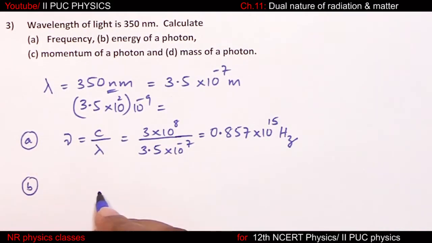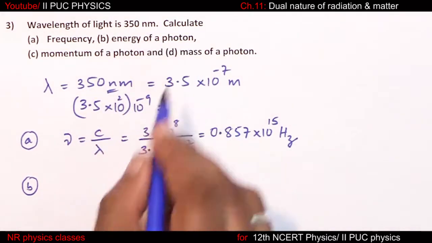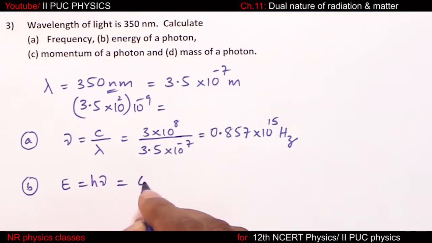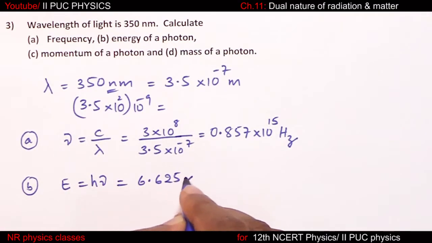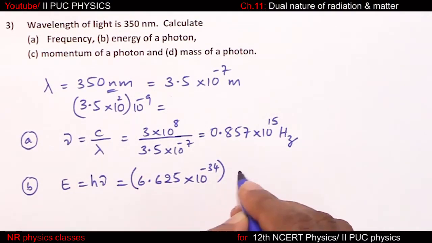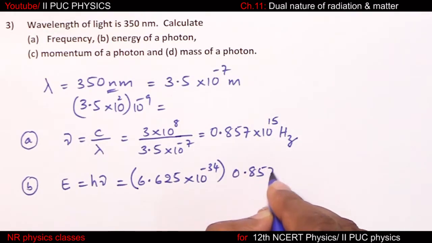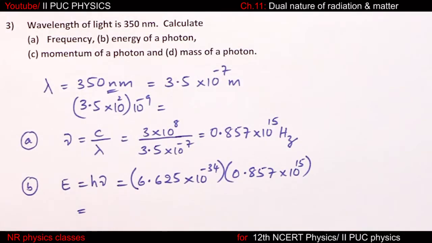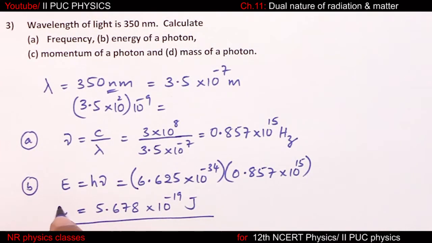B, energy of a photon. Energy of a photon is h into nu. 6.625 × 10^-34 Planck's constant into frequency 0.857 × 10^15. So product of these two gives 5.678 × 10^-19 joule. This is energy.